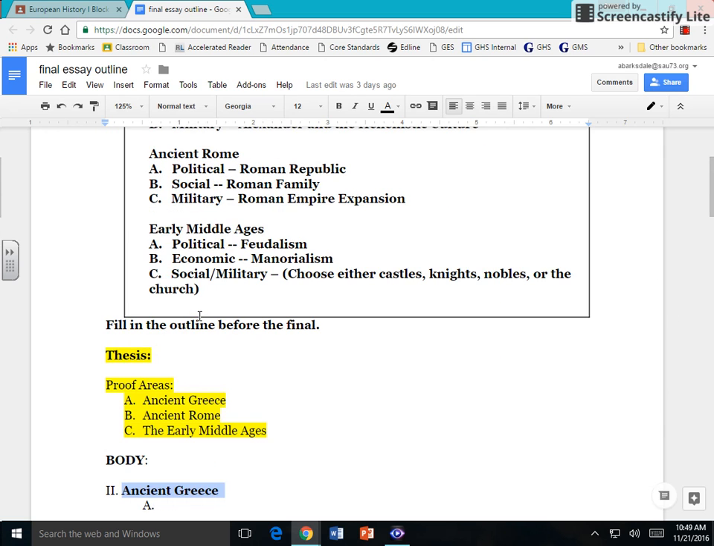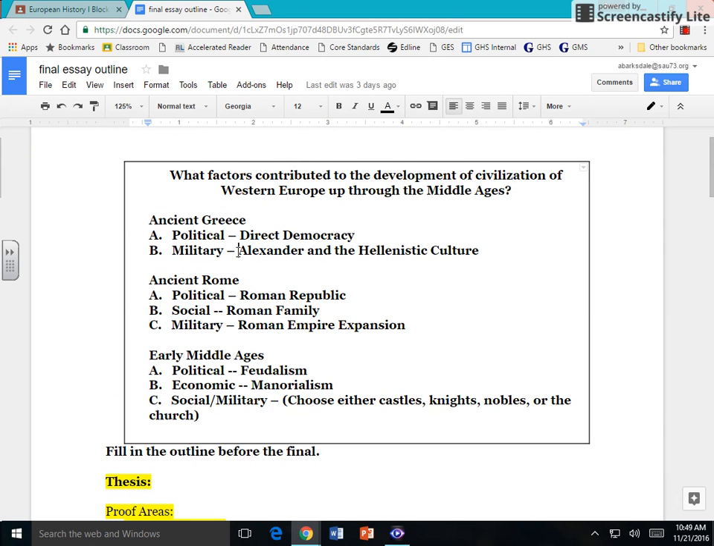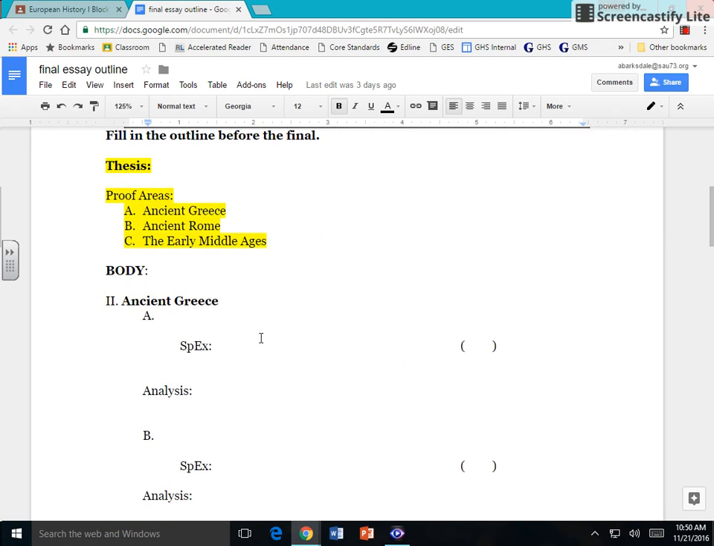Then you're going to start completing the body of the outline. So the first thing you're going to cover for A under ancient Greece is direct democracy. I want you to find a well-developed, concise, unbiased, detailed fact about direct democracy that you believe would be a good piece of evidence to prove that direct democracy impacted or influenced the development of civilization in Western Europe. Simply putting a definition is not going to work. You need to find an example of direct democracy in action.